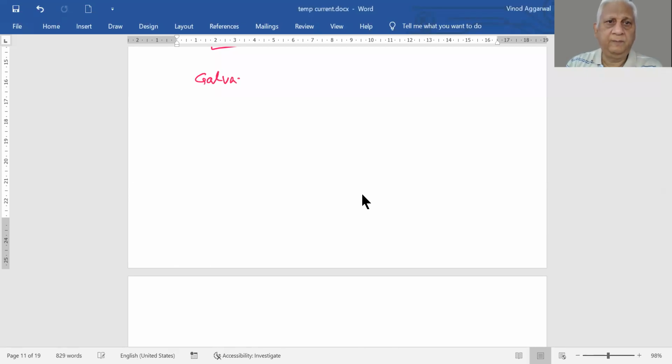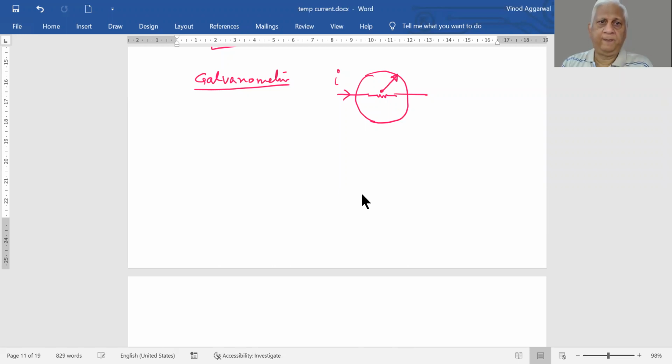What is a galvanometer? Galvanometer is a very simple device. It is a moving coil inside which has some resistance. And the moment some current is passed through it, there is a pointer attached to it, it starts deflecting. And the deflection is proportional to the input current.